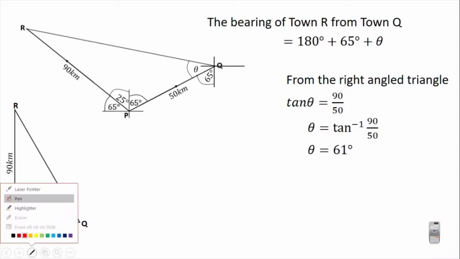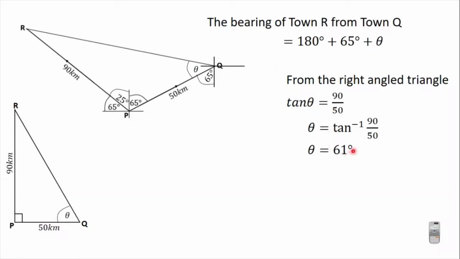But we are not interested in theta. Theta is not what the question is asking us to find. The question is telling us to find the bearing of town R from town Q. We needed theta in order to find that.